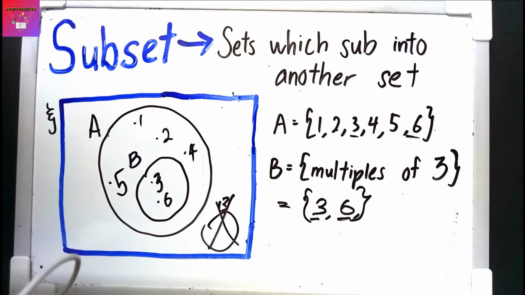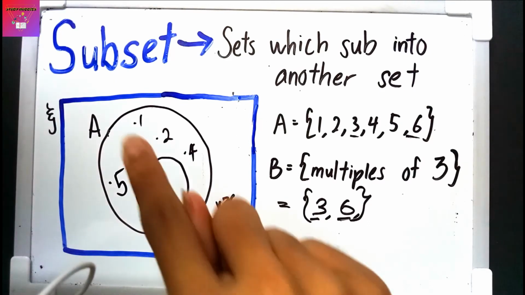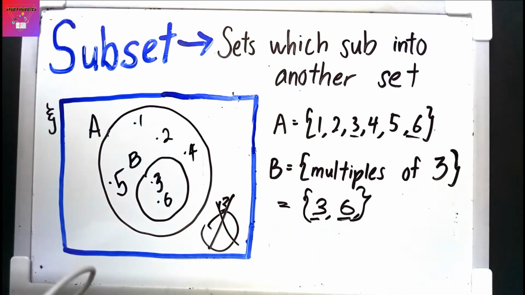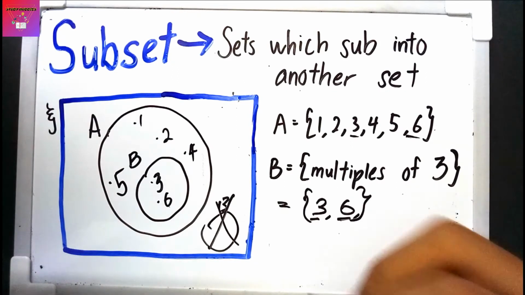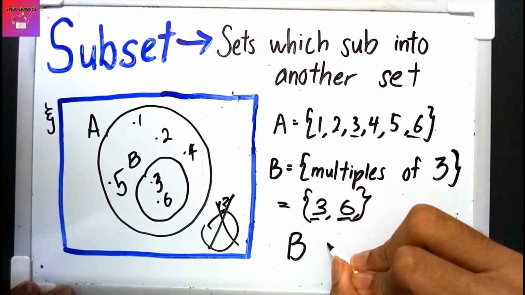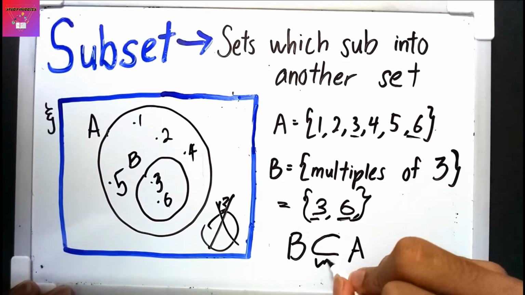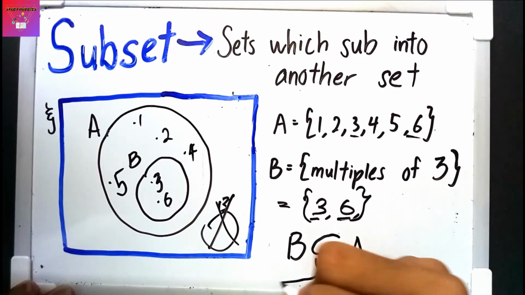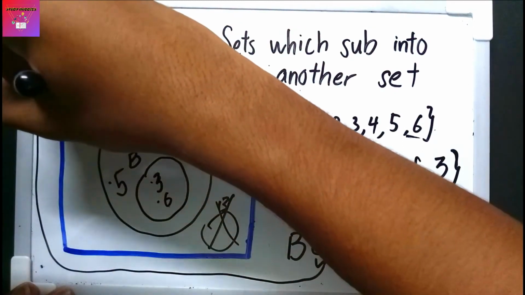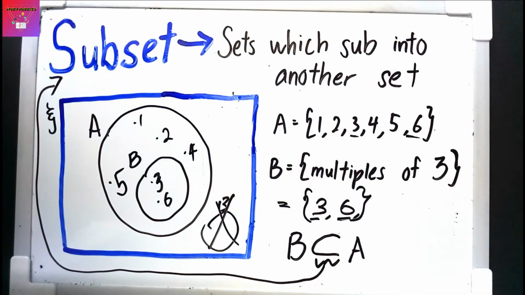Okay, so which means that B is now a subset of A, which we can also denote as B is a subset of A. So this symbol basically means subset. Okay, I hope you are clear with this now.